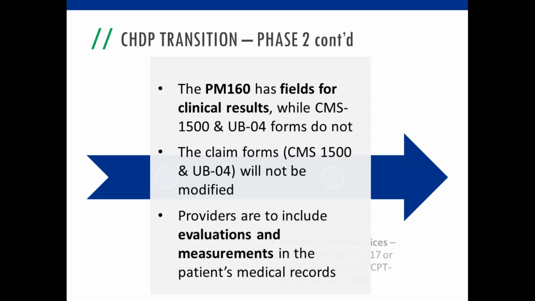The CMS 1500 and the UB04 claim forms do not have fields for all of the PM 160 required information, nor will either of these forms be modified to include fields for this information. The question many have is, how do we relay the information back to the providers and to the county? Currently, DHCS will not be requiring any of this information to be entered on the claims. However, providers are required to document the information in the patient's medical record.